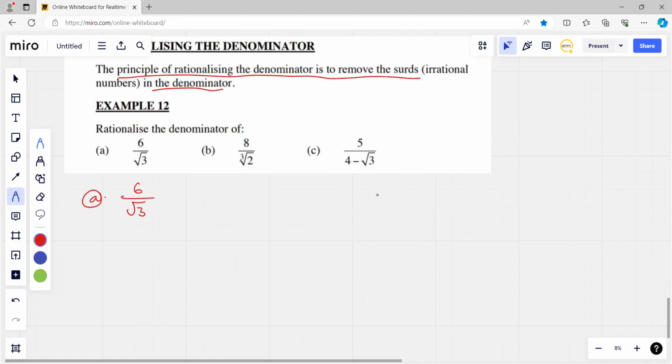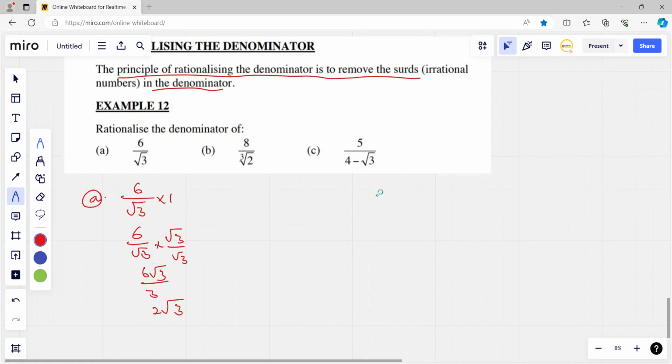That's why we're going to multiply by 1. Then 6 over root of 3 multiplied by root of 3 over root of 3. Then root of 3 multiplied by root of 3, we have 3. Then 6 divided by 3 is 2, so 2 root of 3. You see, those are the principles. So basically, rationalizing the denominator, we remove the surd in the denominator.